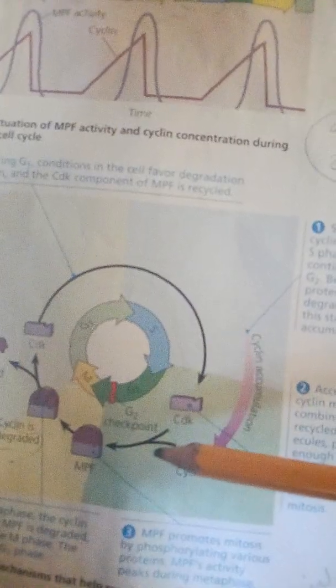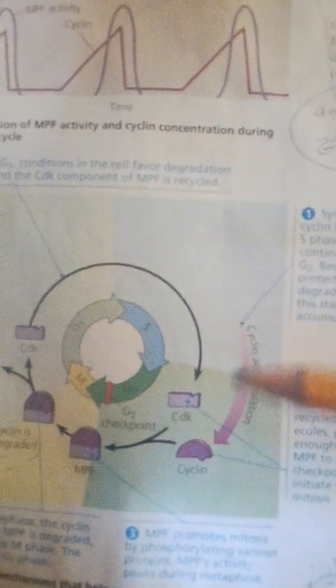Three, MPF promotes mitosis by phosphorylating various proteins. MPF's activity peaks during metaphase. Stage four, during anaphase, the cyclin component of MPF is degraded, terminating the M phase. The cell enters G1 phase. These steps of the cell cycle are timed by rhythmic fluctuations in the activity of cyclin-dependent kinases, CDKs. Here we focus on a cyclin-CDK complex called MPF, which acts at the G2 checkpoint as a go-ahead signal triggering the events of mitosis.